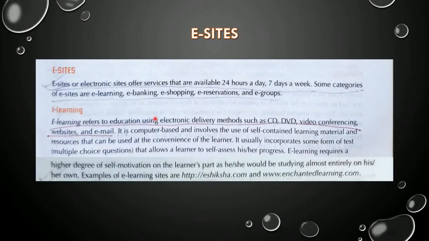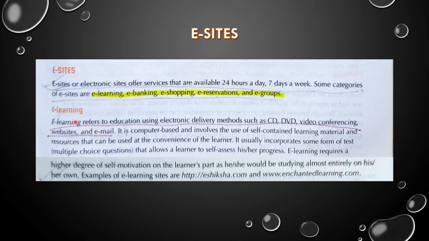After the blog, next is e-site. E-sites, or electronic sites, offer services that are available 24 hours a day, 7 days a week. Some categories of e-sites are e-learning, e-banking, e-shopping, e-reservations, and e-books. These are the examples given in the book. So from there, the first one is e-learning.